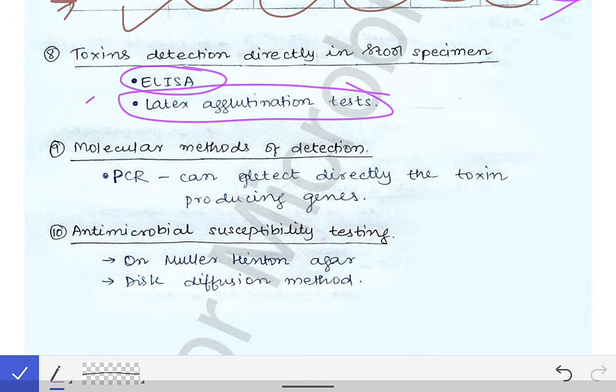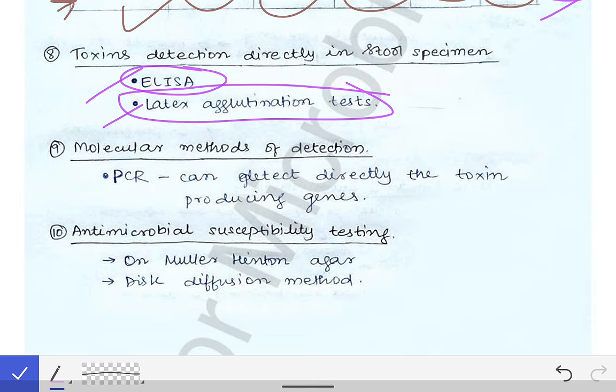So with the help of ELISA and the latex agglutination test, we can detect the toxins, the heat stable and the heat labile toxins of enterotoxigenic E. coli, or the toxins of Bacillus cereus, or the toxins of Shigella. Okay, so all those toxins will be detected by ELISA or the latex agglutination test, and that will help us in diagnosing the food poisoning as well, plus the causative organism of that food poisoning as well.